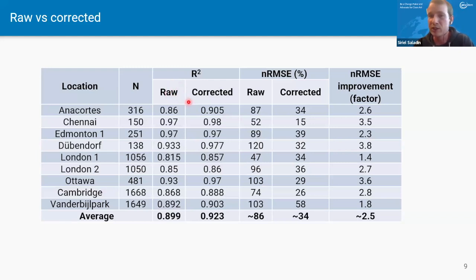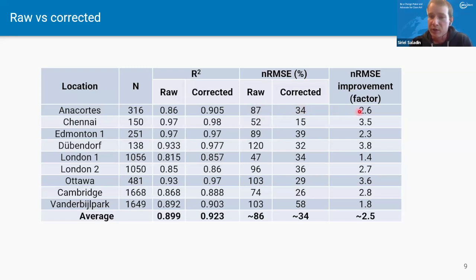That's the correlation coefficient. It also gives us the normalized root mean squared error, for example, which is the error of the sensors for all different locations. In general, the bigger the RMSE, the less accurate the sensor, so we want this number to be low. If we apply correction, then for example, here in N-Accord, we have a raw NRMSE of 87%, and with correction, we bring it down to 34%. That's quite a significant improvement using NRMSE as a metric.